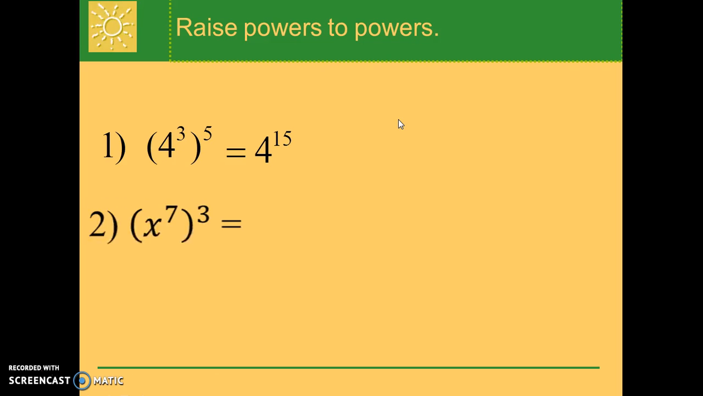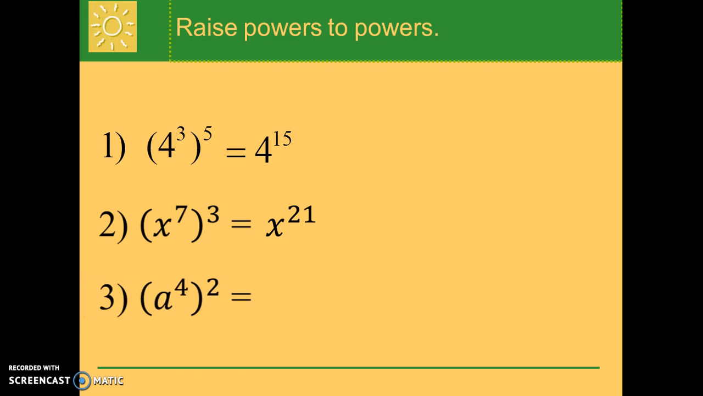All right, here's the second example. Think about this one for a moment. Okay, so we just keep that base of x, and then we just multiply the 7 and 3 together to get x to the 21st power.